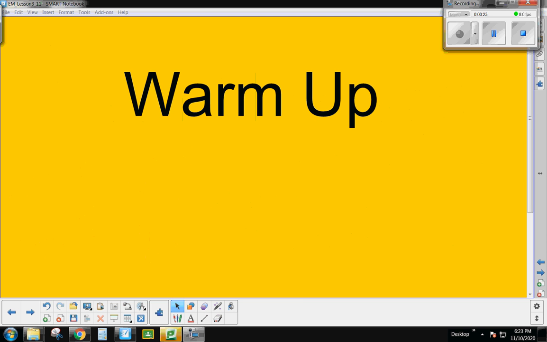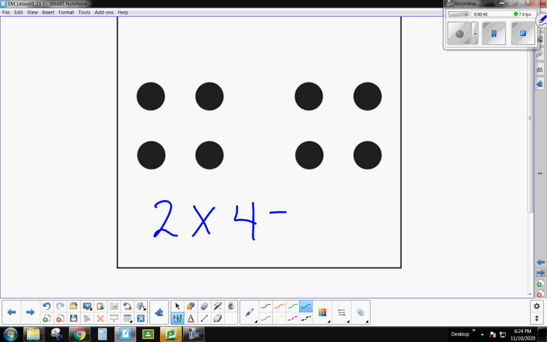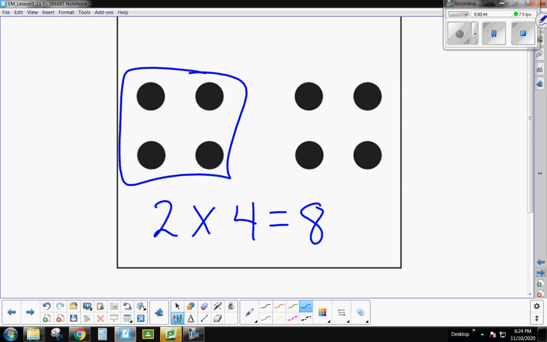I'm going to show you a set of dots, and I want you to write a number model that would match that set of dots. Okay, pause the video, write your number model. Okay, I saw 2 groups of 4, and 2 groups of 4 equals 8. Okay, you may have seen it a little bit differently.